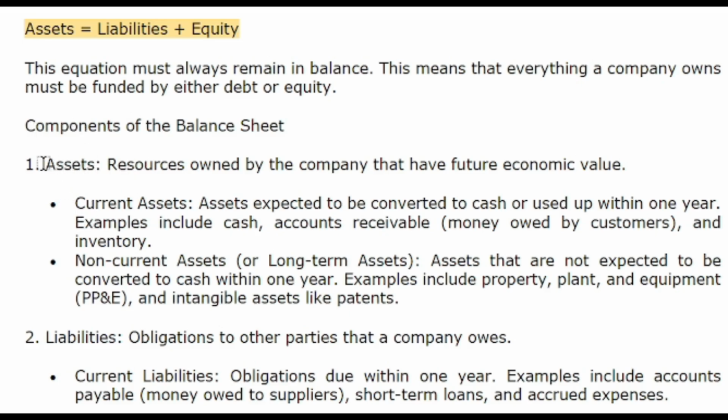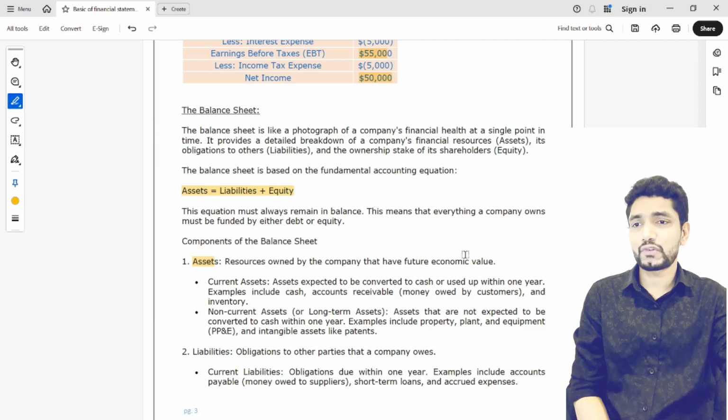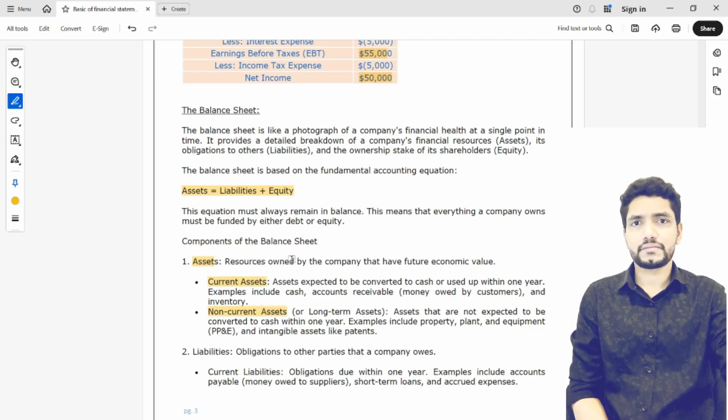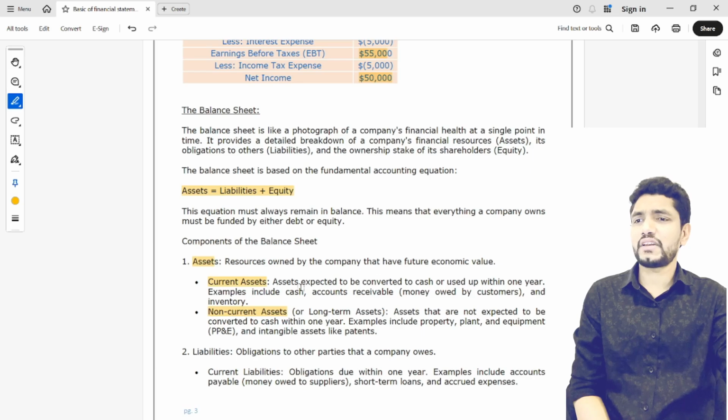The first one is assets. Assets mean resources owned by the company that have future economic value. There are mainly two types of assets, current assets and non-current assets. Current assets mean assets expected to be converted into cash or used up within 1 year. Current assets include cash, accounts receivable, and inventory.